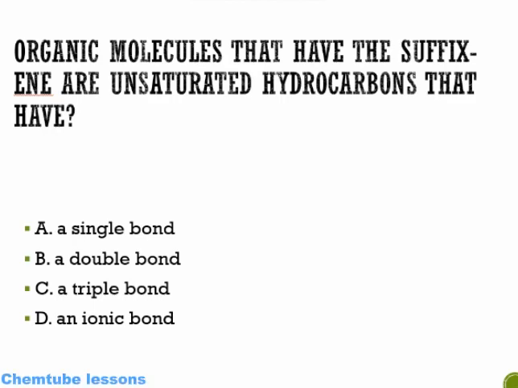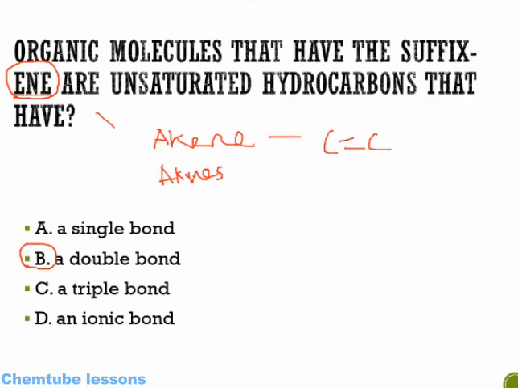Organic molecules that have the suffix -ene are unsaturated hydrocarbons that have... So -ene is for alkenes, and alkenes tend to have double bonds. So the answer will be B, the double bond. The other unsaturated hydrocarbons are alkynes, and alkynes have a triple bond.